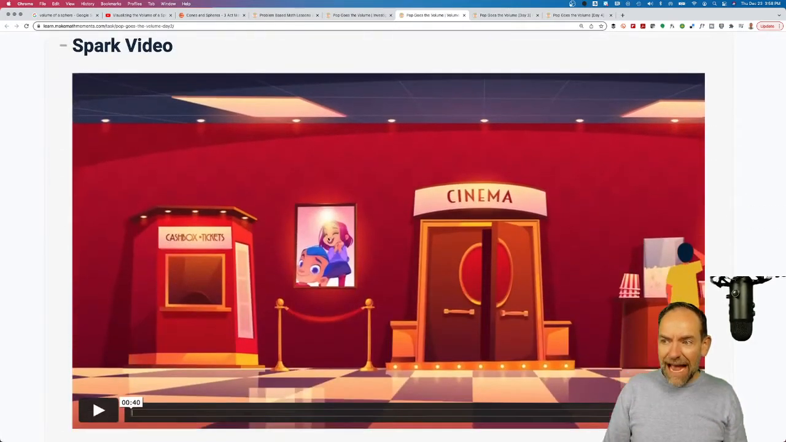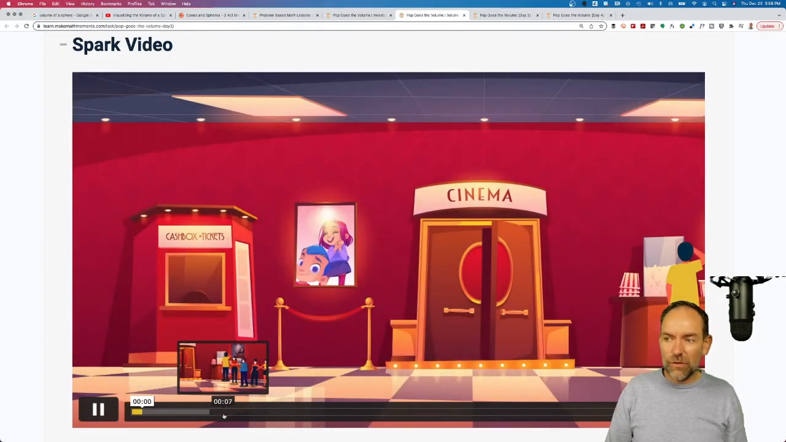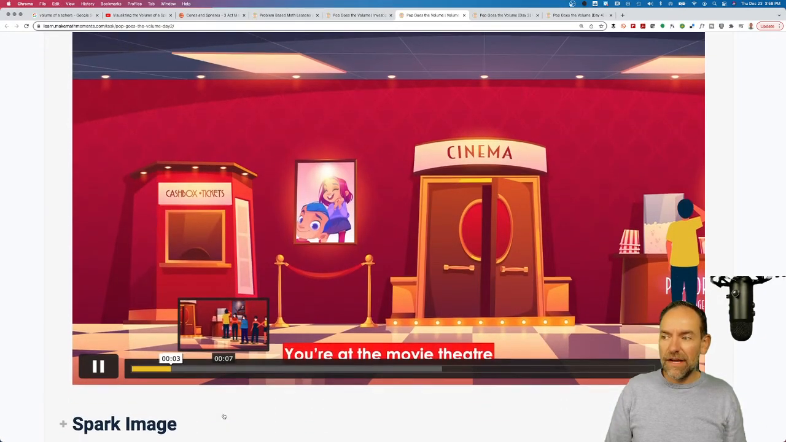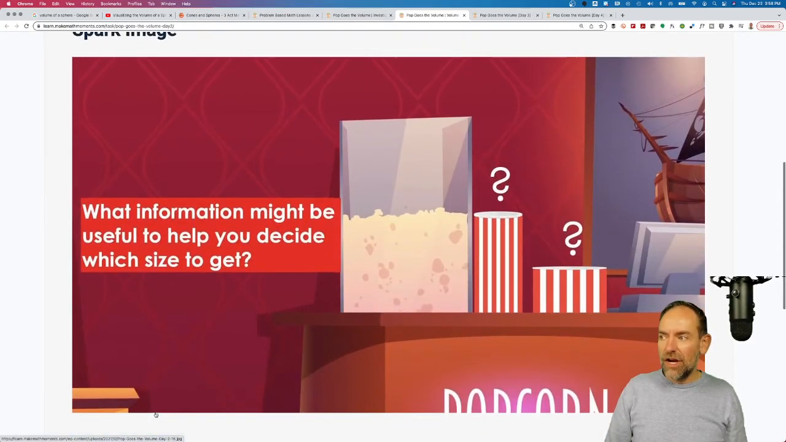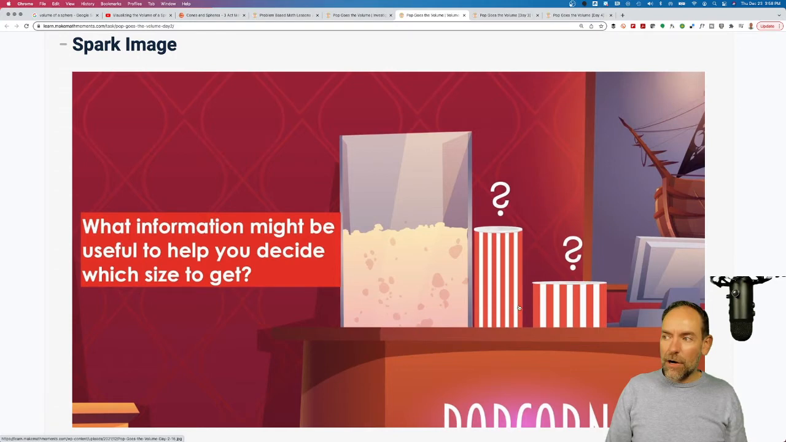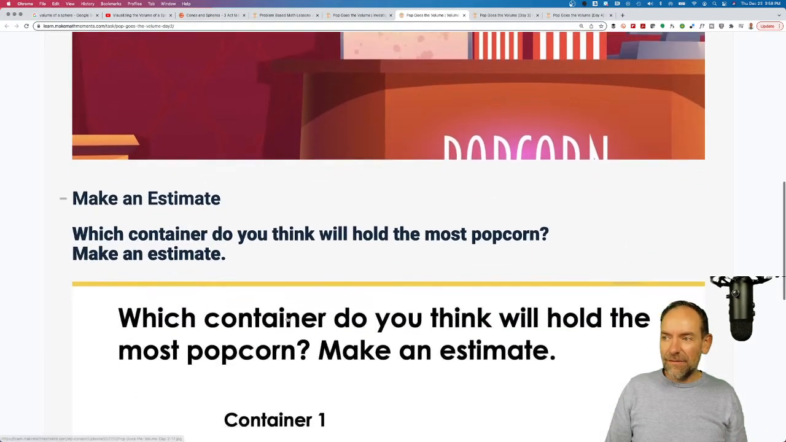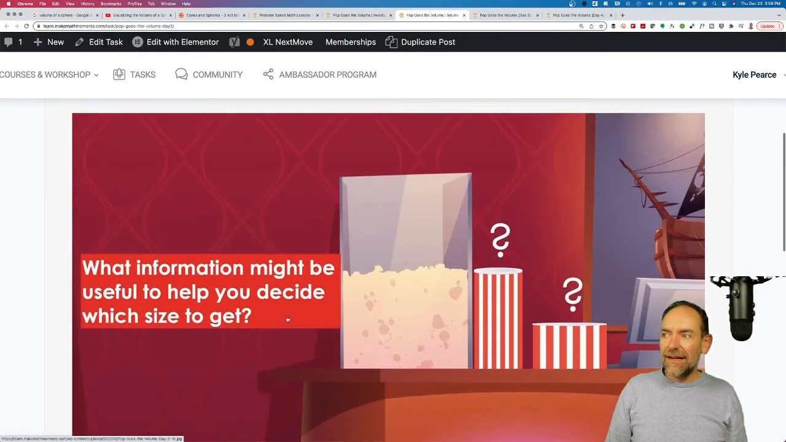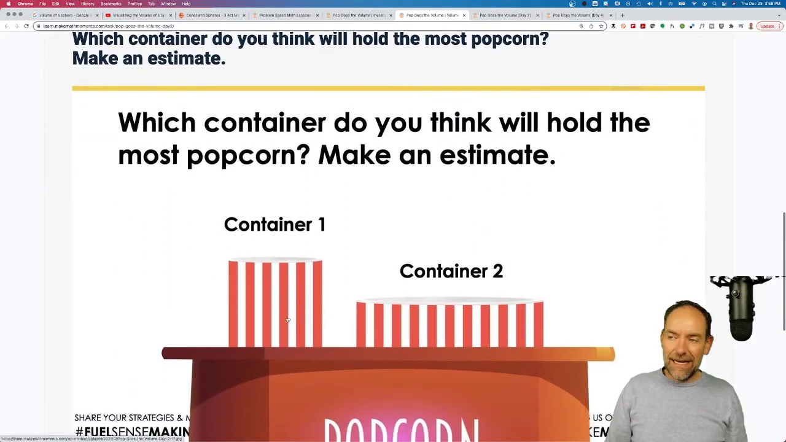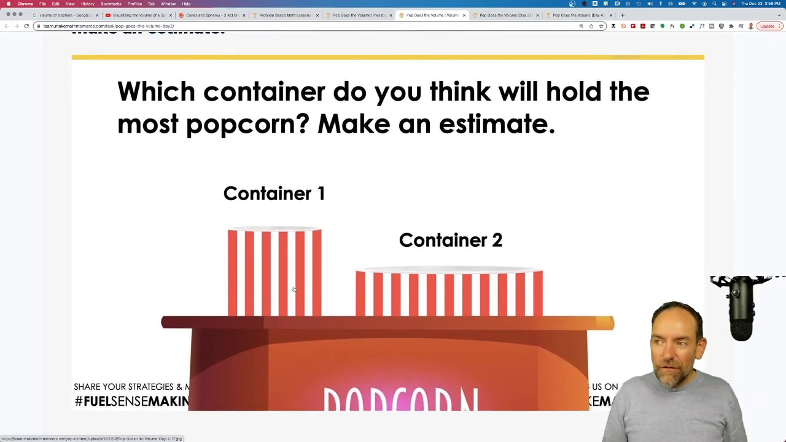But in the actual lesson, what we do is we explore a scenario. It's a context where students are at the movie theaters. And ultimately, I'm just going to jump straight to the image. We're getting them to compare 2 cylinders again. So they have this opportunity to make an estimate. Which container is going to hold more? How do they know?